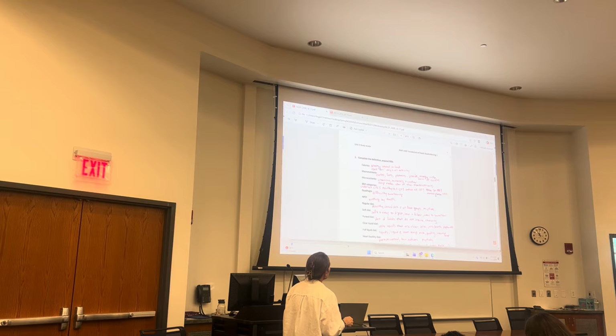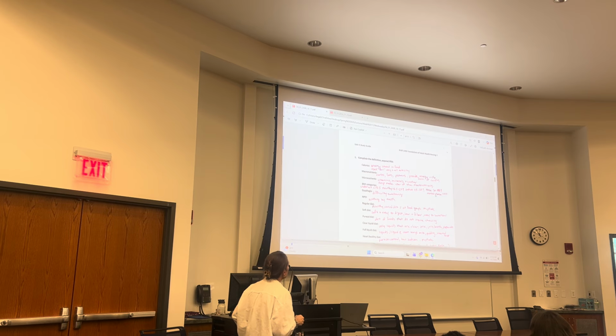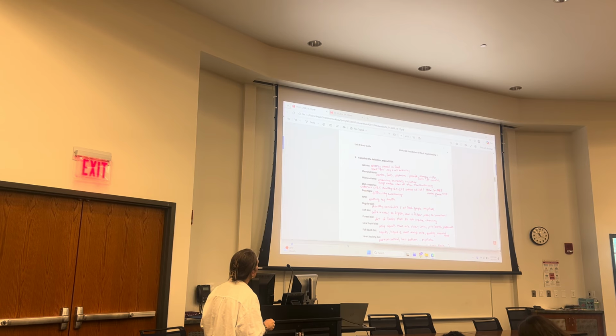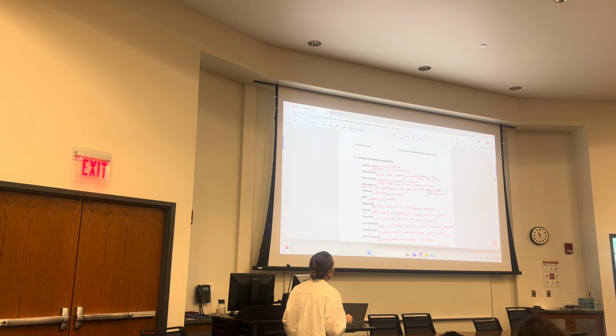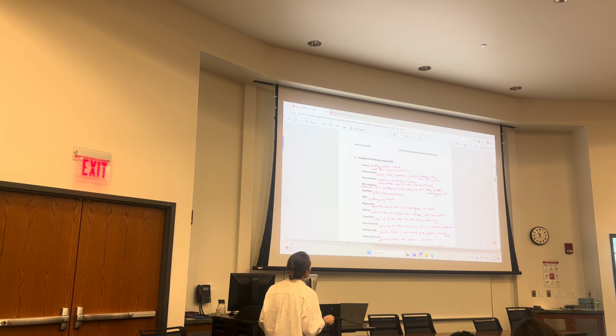BMI categories, we had some activities on this. So just know your scales here. So underweight is under 18.5. Healthy is 18.5 to 24.9. Overweight is 25 to 29.9. Obese is 30 to 39.9. And then 40 or over is morbidly obese.